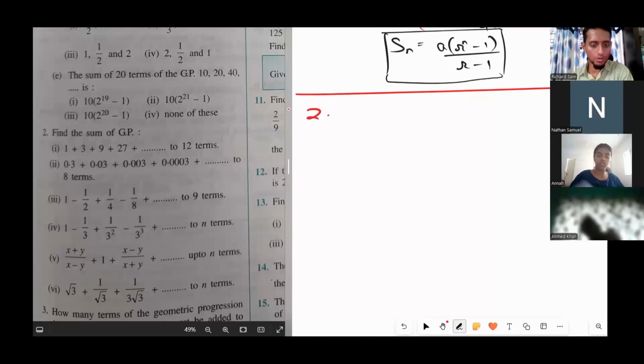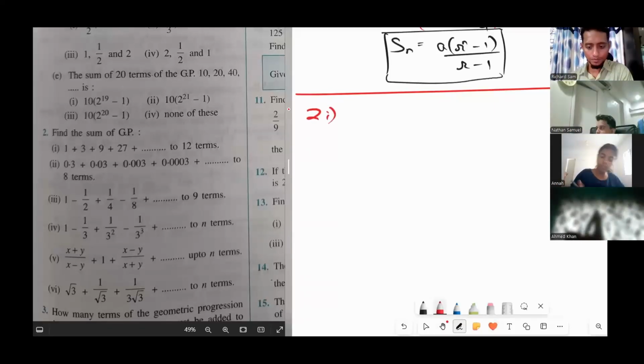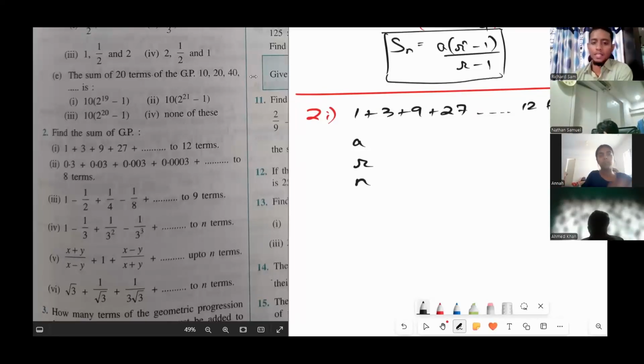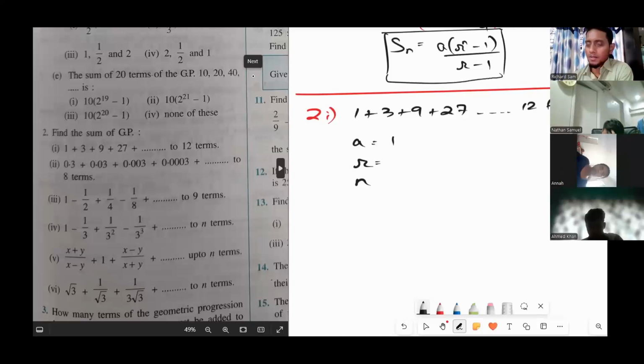Okay, question 2.1. So we need a, we need r, we need n. That is three things we need, right? a, r, and n to find the sum. So a is 1. What is r? 3. Just do 3 divided by 1 or 9 divided by 3. Right, so that is 3.